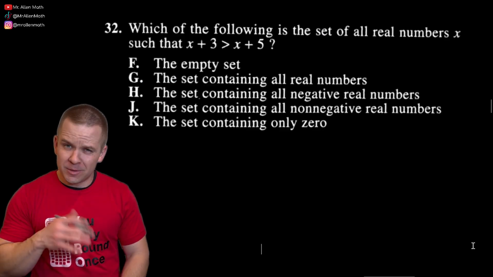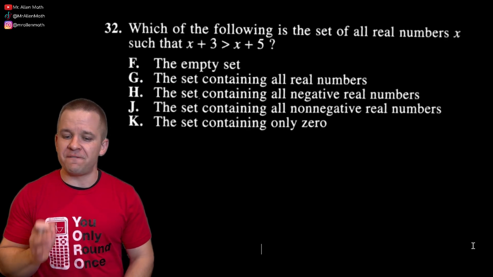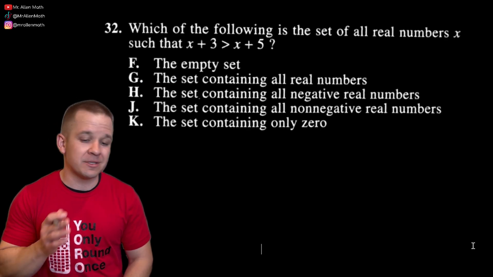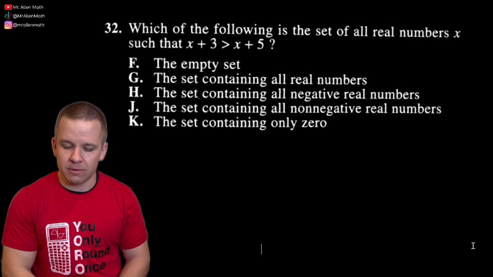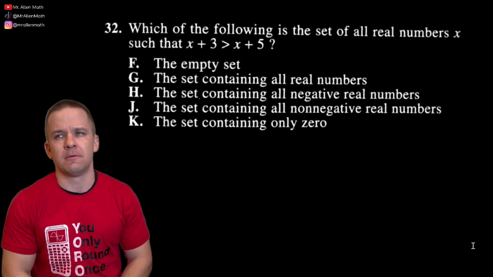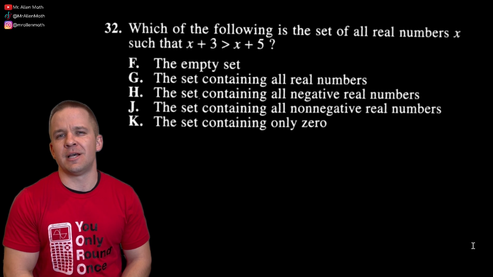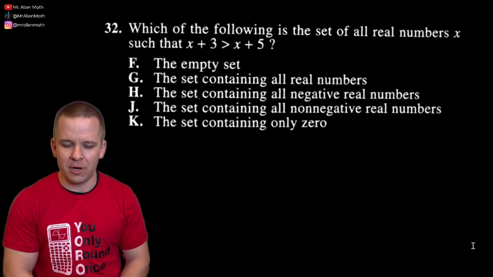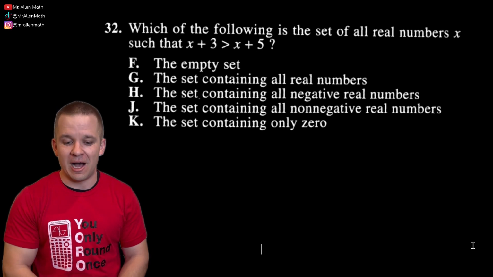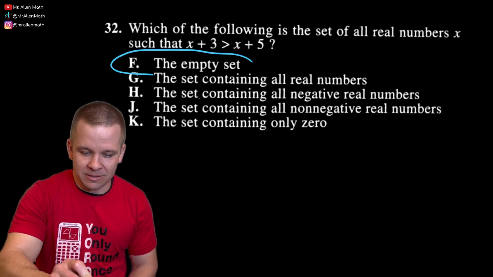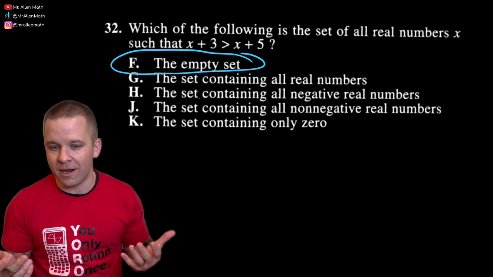Let's keep it moving. So we got some inequalities on this one. It says, which of the following is the set of all real numbers x such that x plus 3 is greater than x plus 5? That seems impossible, doesn't it? If I take a number and I add 3 to it, how is that number ever going to be greater than the same number and adding 5? And it is the empty set, but let's also just talk about why that is.